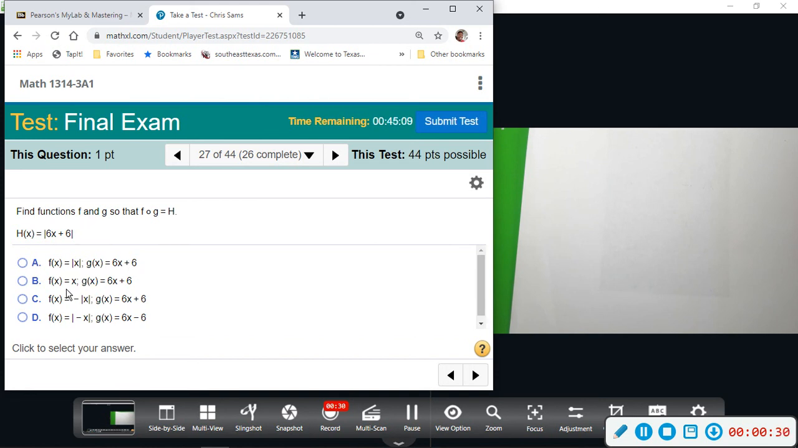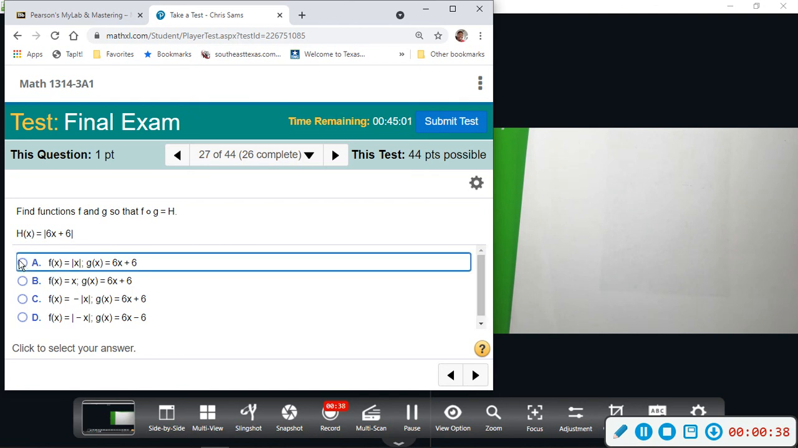It doesn't say anything about multiple, because f of g means you would take this and plug it in for x and you would get that. So A is the one that would match. That would always be the simplest way to do it.